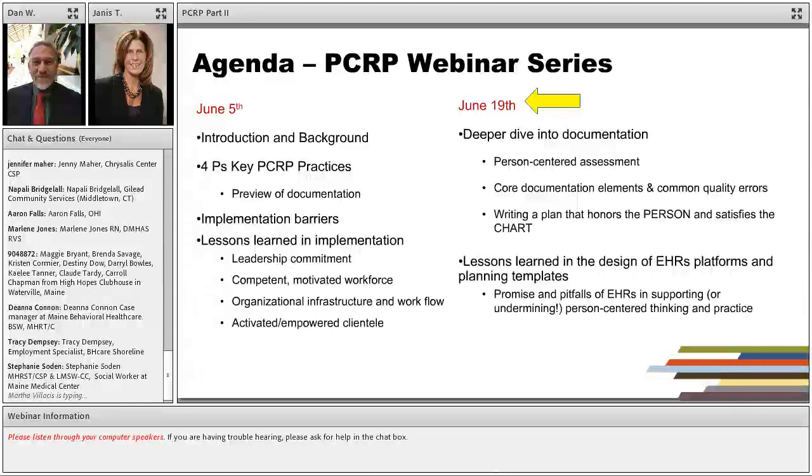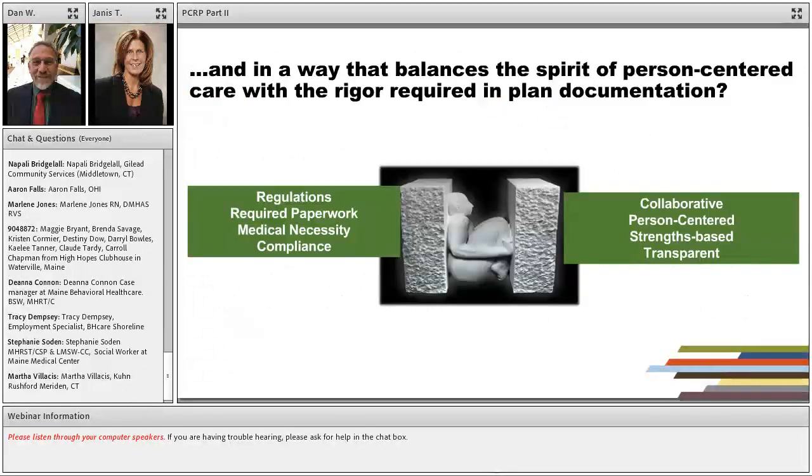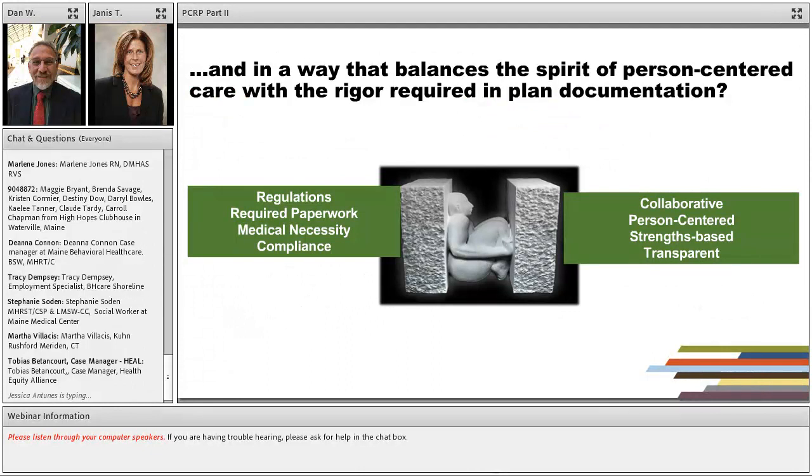So what we're going to be doing the much deeper dives in this afternoon is really taking a closer look at the documentation. And that's really where I have had an opportunity to learn from my travels around the country, because in interfacing with probably hundreds of agencies at this point and dozens of state behavioral health authorities and Medicaid offices, we are very much aware that there is this tension around how do you write a plan that both honors the person and satisfies the chart.